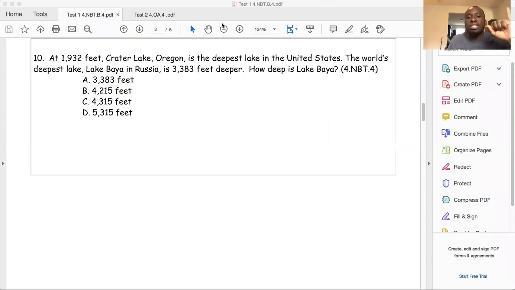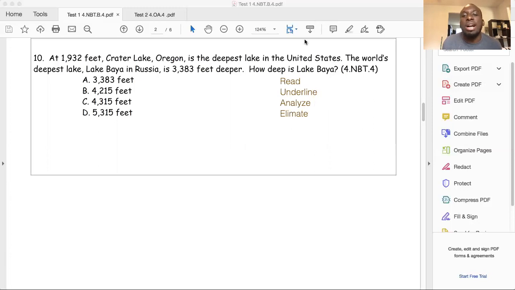First, I want to review my rules of how I solve word problems. I first have to read, underline, analyze, and eliminate. Yes, I gotta read, underline, analyze, eliminate. That's what I have to do. So I read my problem.